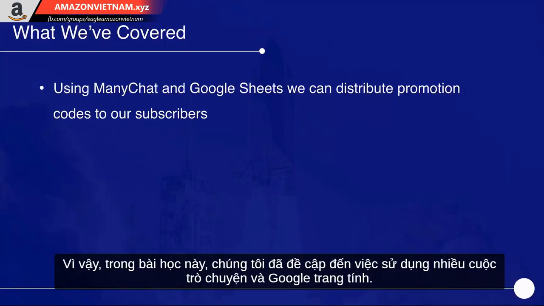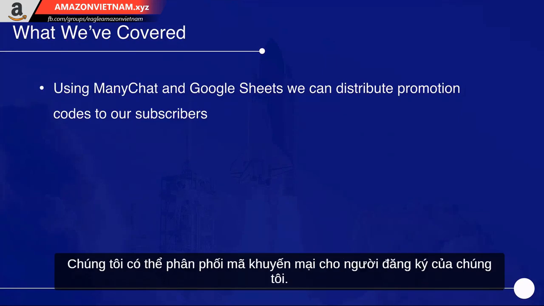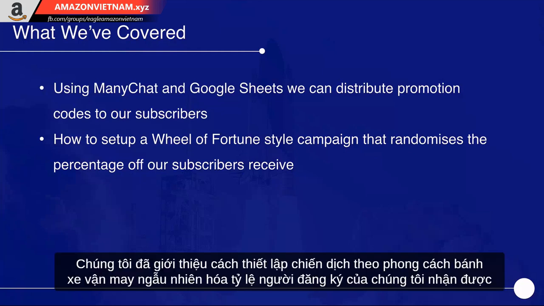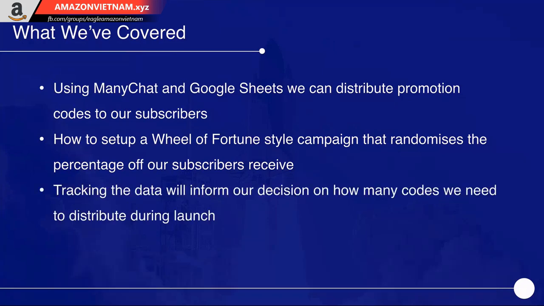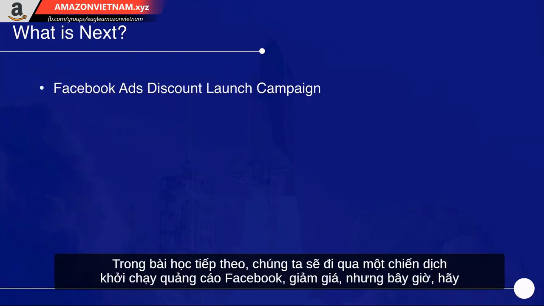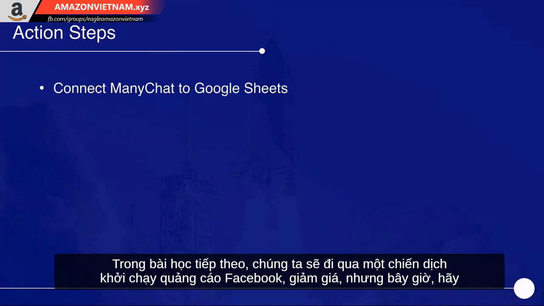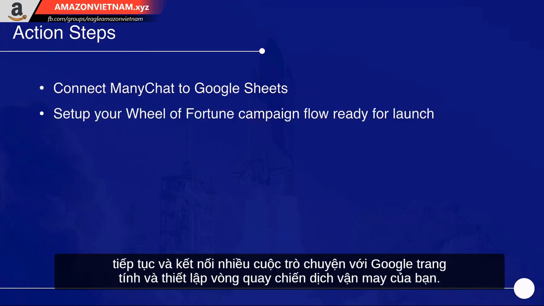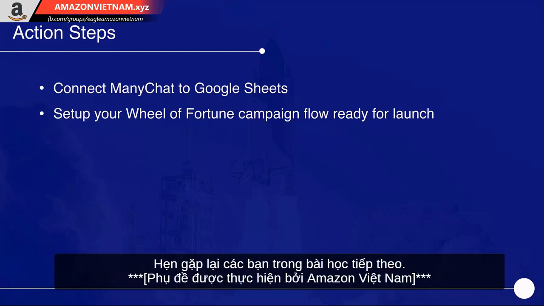So in this lesson, we've covered that using ManyChat and Google Sheets, we can distribute promotional codes to our subscribers. We've covered how to set up a Wheel of Fortune style campaign that randomizes the percentage off our subscribers receive. And tracking the data will inform our decisions on how many codes we need to distribute during our launch. In the next lesson, we're going to walk through a Facebook ads discount launch campaign. But for now, go ahead and connect ManyChat to Google Sheets and set up your Wheel of Fortune campaign flow ready for launch. I'll see you in the next lesson.